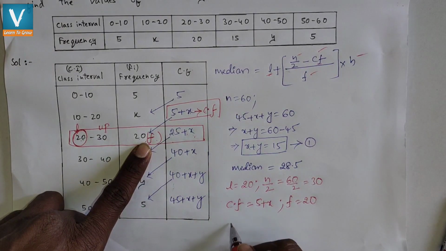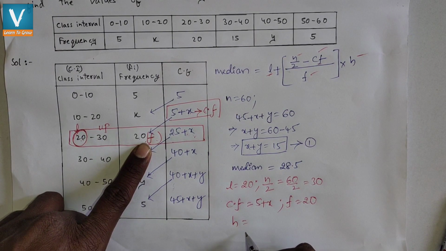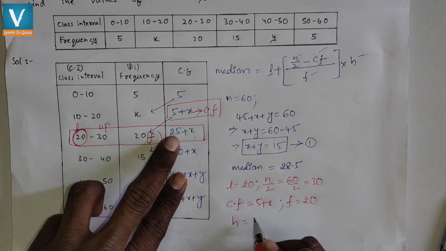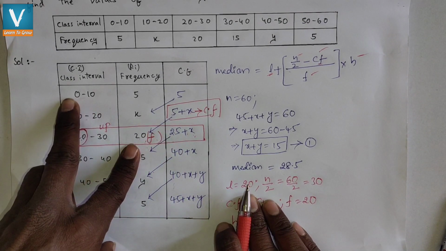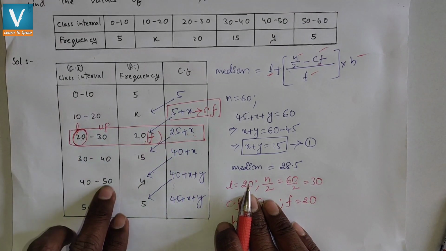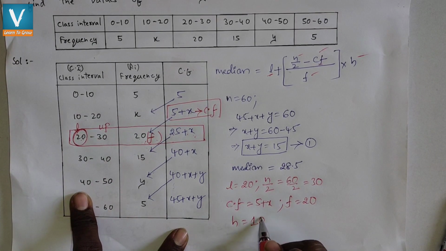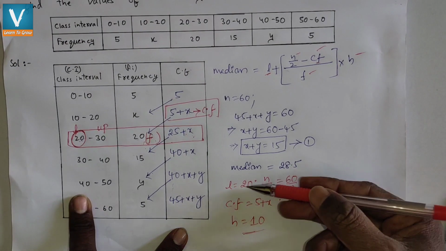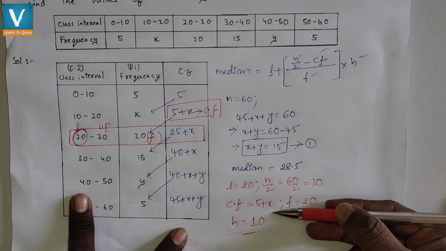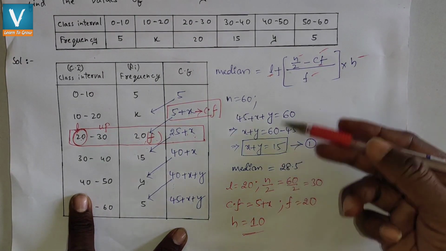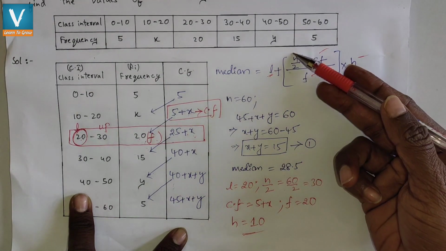Now we have to know about H. H indicates what? Class size. How will you get the class size? By doing upper boundary minus lower boundary. 10 minus 0 is 10, or 50 minus 40 is 10. So the difference between the class intervals is 10. Now we got each and every term in the formula. Now I am replacing in the formula.